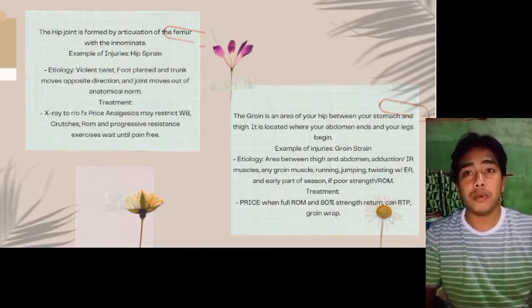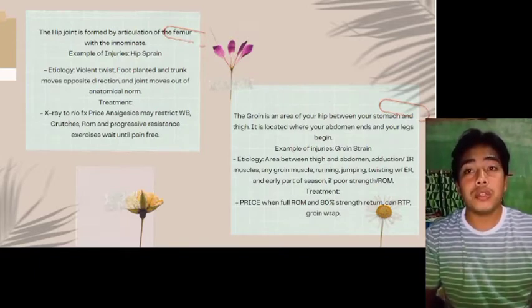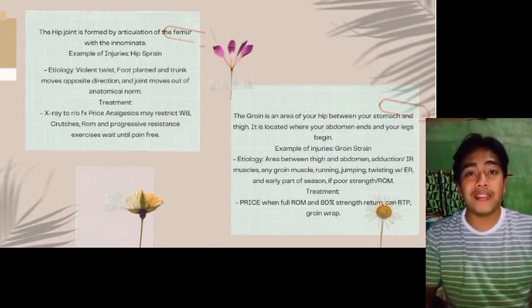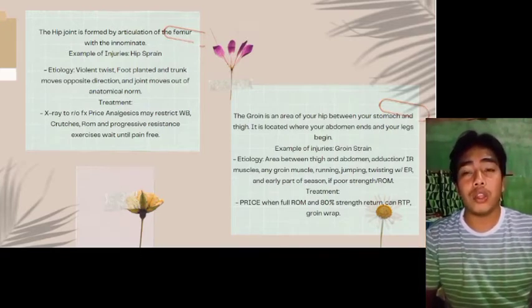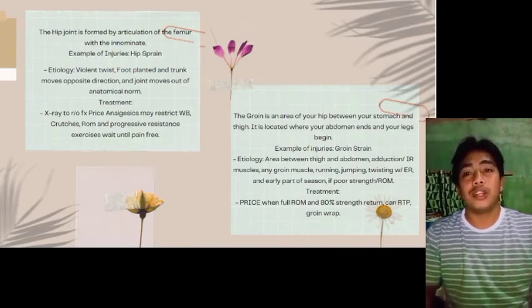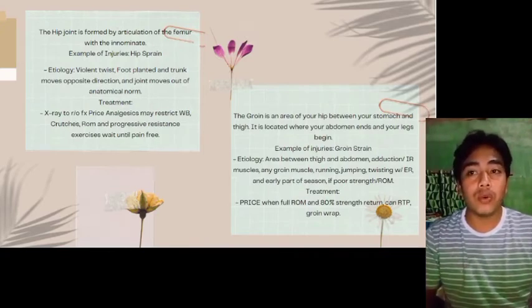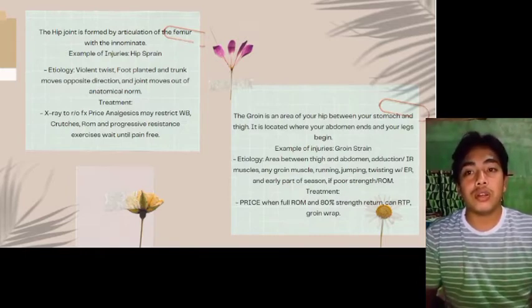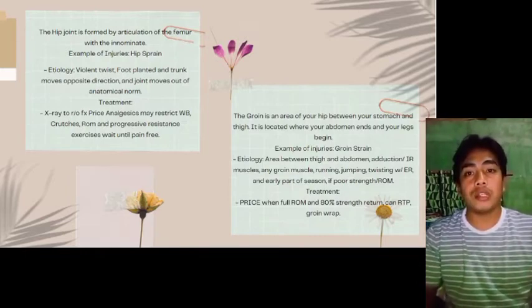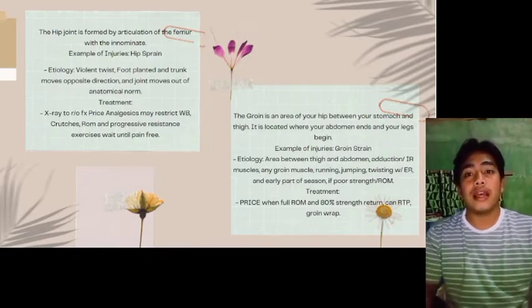Example of injuries: hip sprain. Etiology: violent twist, foot planted and stuck, body moves in the opposite direction, and the joint moves out of the anatomical norm. Treatment: x-ray, PRICE, analgesics, may restrict weight bearing, crutches, ROM and progressive resistance exercise, wait until pain-free.